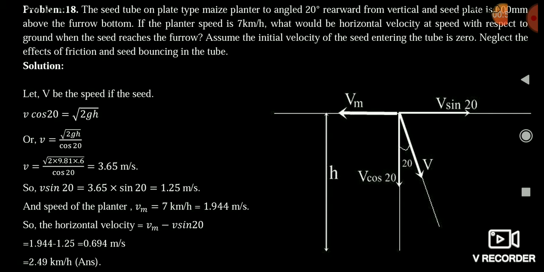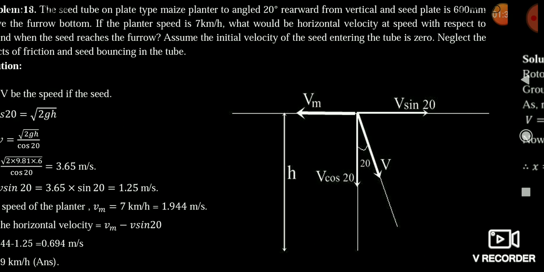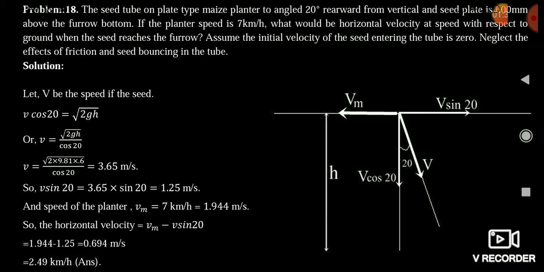So the first thing we should do is consider the motion in the vertical direction. Friends, the initial velocity of the seed entering the tube is 0. So you have to read this also. And friends, all of you have studied in your intermediate that v square is equal to u square plus 2as. So here u is 0 because initial velocity is 0. So v square is equal to 2as. So v is equal to root under 2a, s is the height. So h you can write instead of s. So the height is 600 mm, that is 0.6 meter.